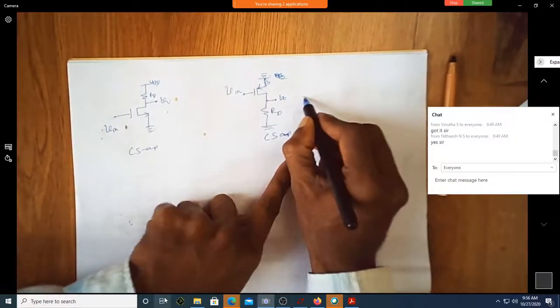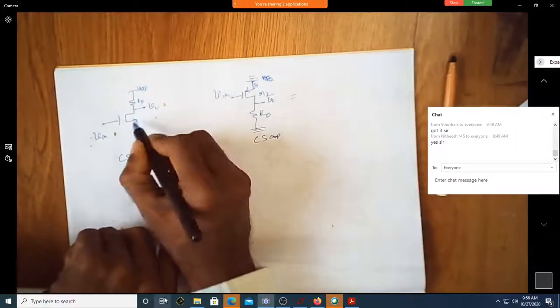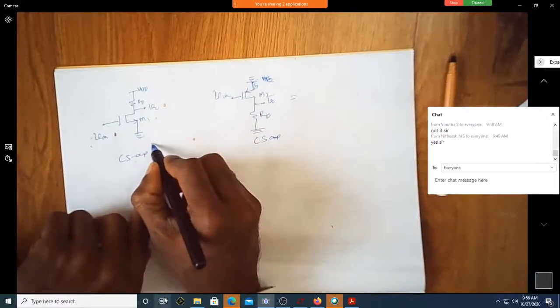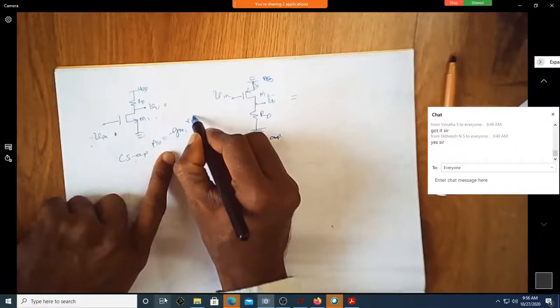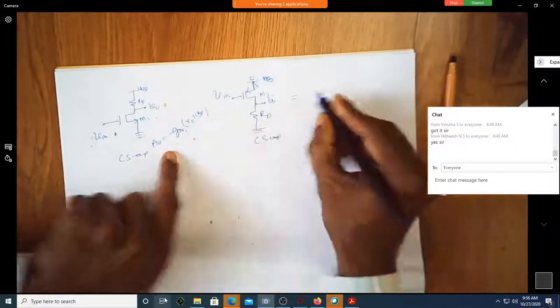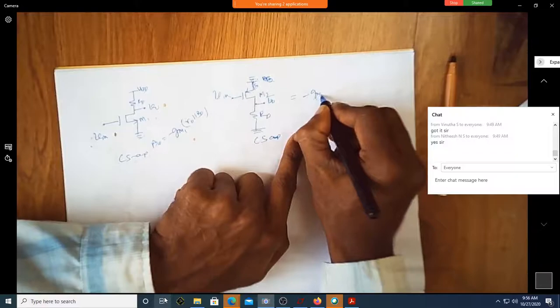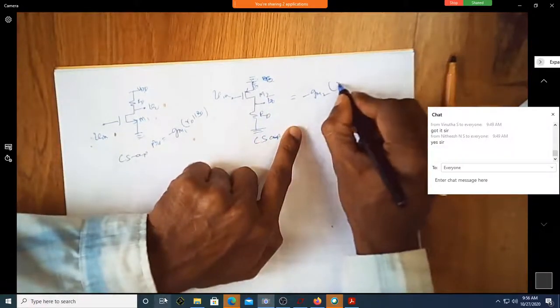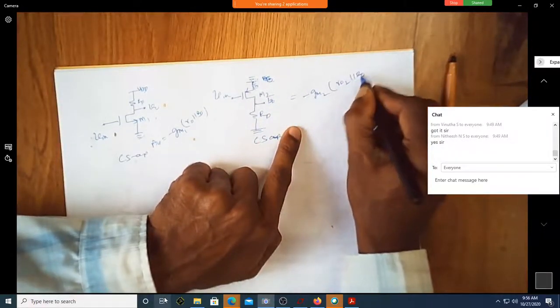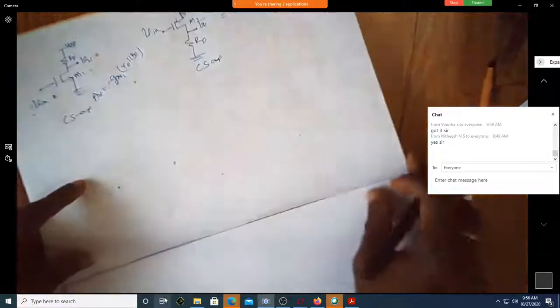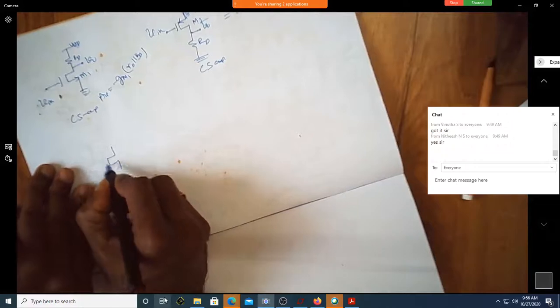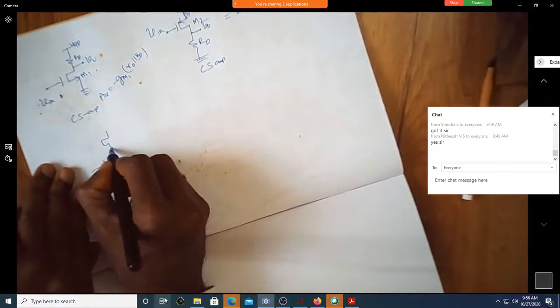So what is the gain expression here? If it is M1, I will write AV is equal to minus GM1 into R0 parallel RD. Here it is minus GM2 because it is M2, R02 parallel with RD. On the same lines, if you have an active load, now you can see I have an active load.